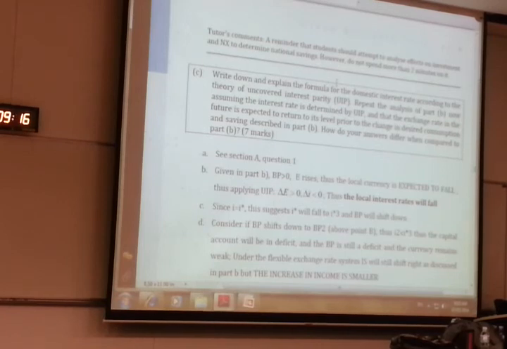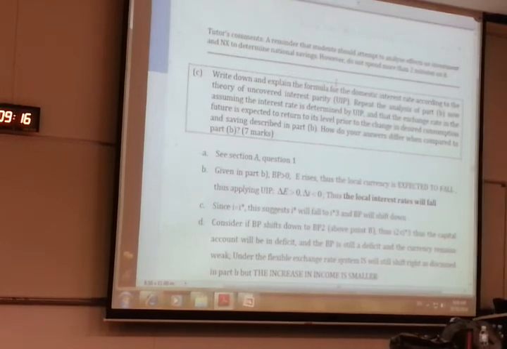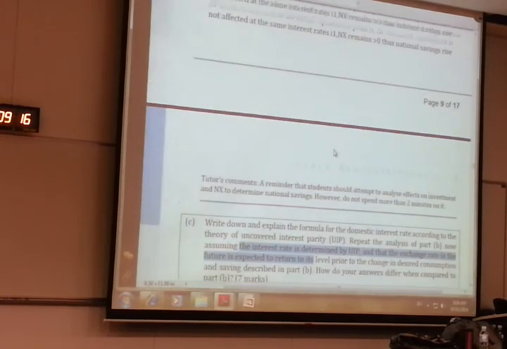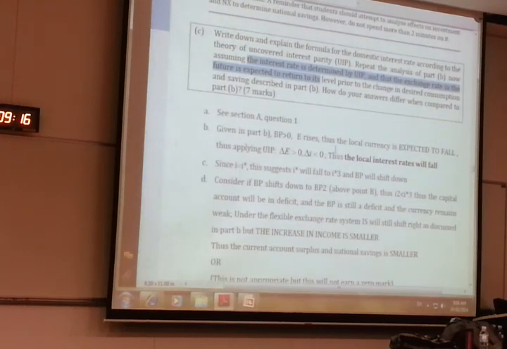The question says, write down the UIP, right, which we did it in the short question just now. Then the question says, repeat the analysis in part B. Alright? Okay, in the analysis in part B, then we have to analyze that in this case, the interest rate will return to the original level. Okay? So the analysis in part B actually shows that, with your savings actually going down, the exchange rate is going to go down. So now you reverse it.